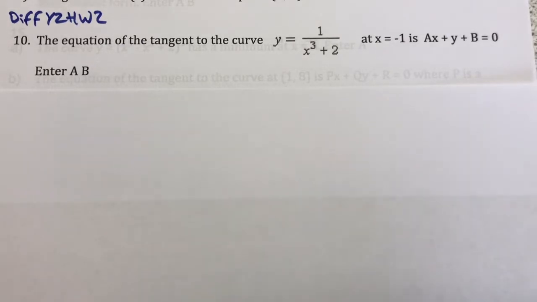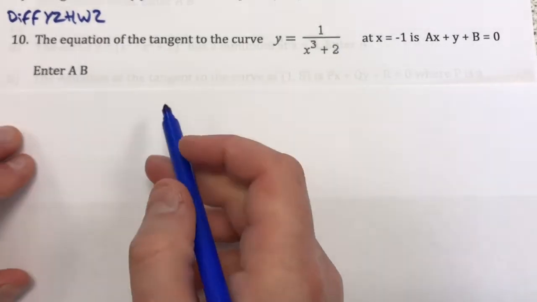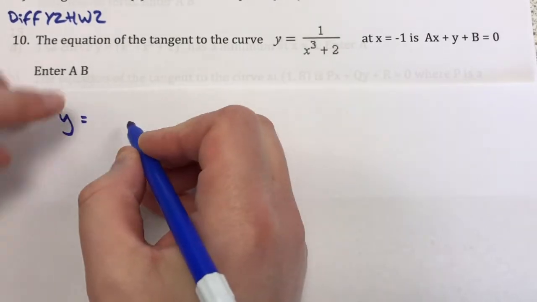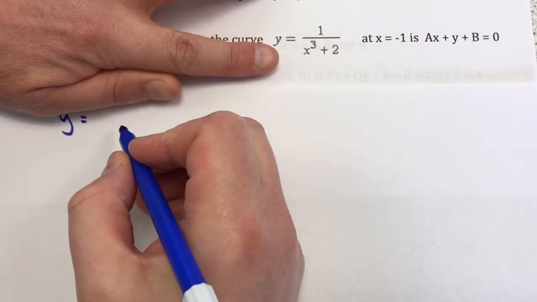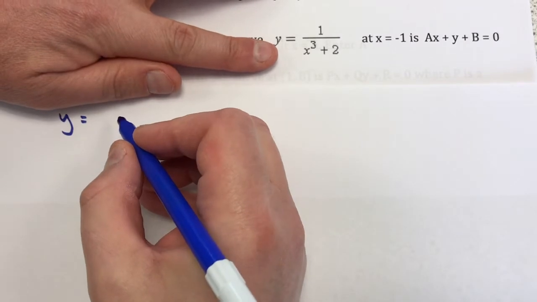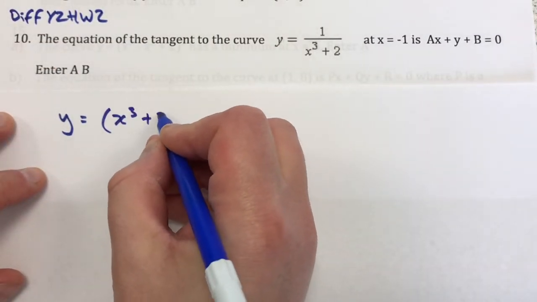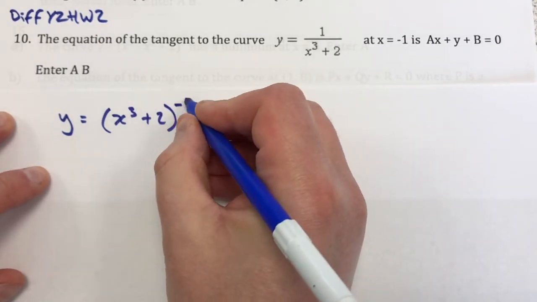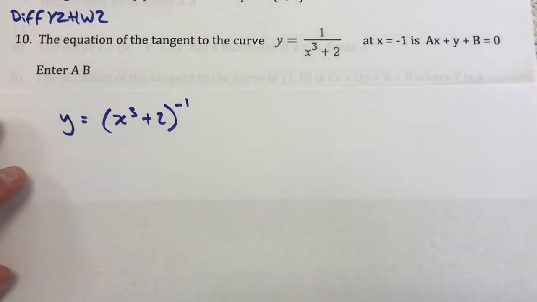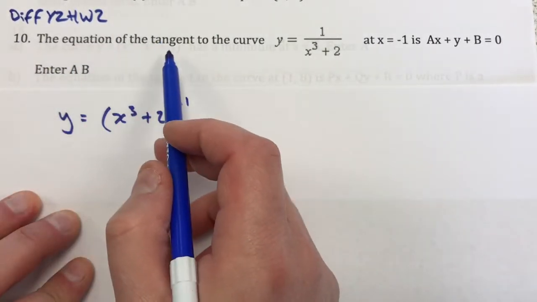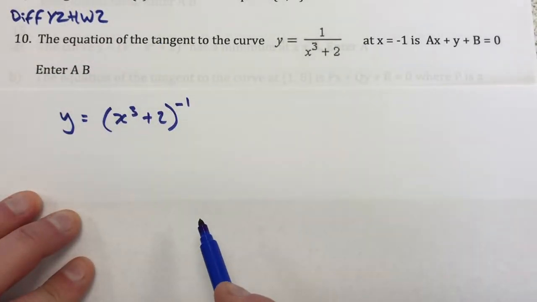Question 10 is a nice little question. We're given the equation of a curve, which I'm just going to rewrite. It's 1 over x to the 3 plus 2. I'd like to write that as, in brackets, x to the 3 plus 2, to the power minus 1. It's the same thing. And we need to find the equation of the tangent to that curve.